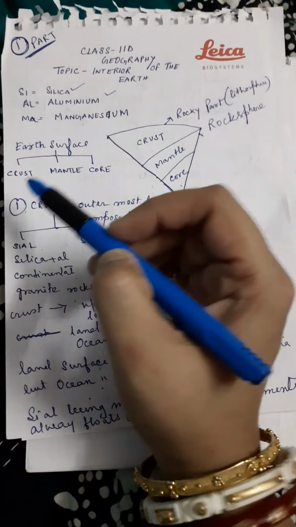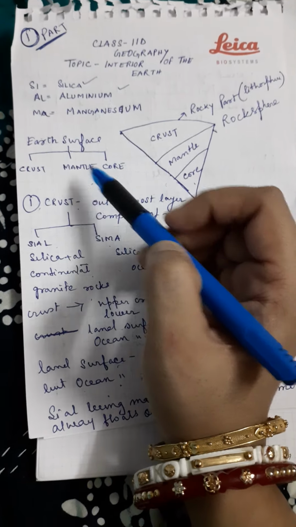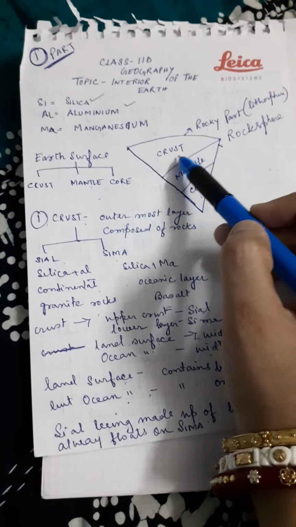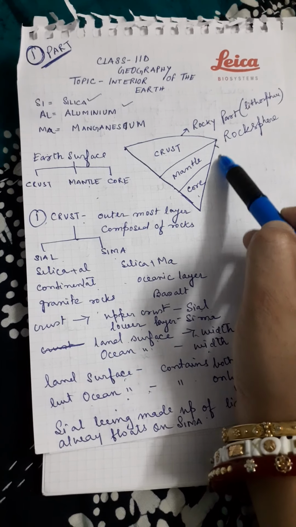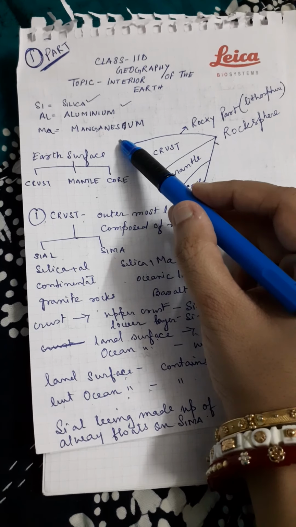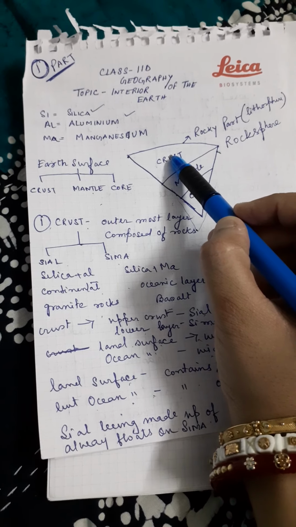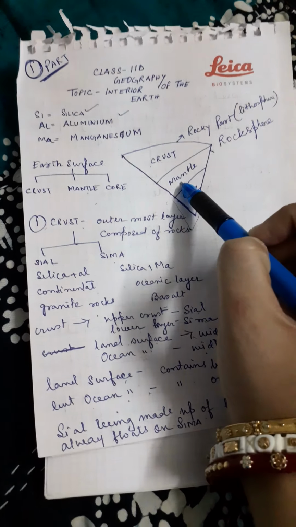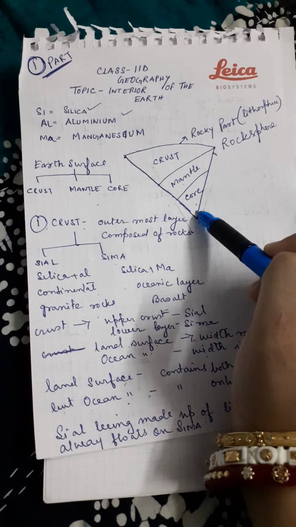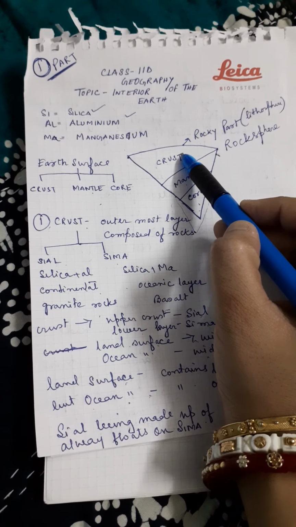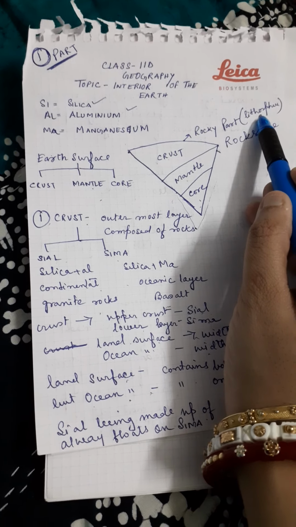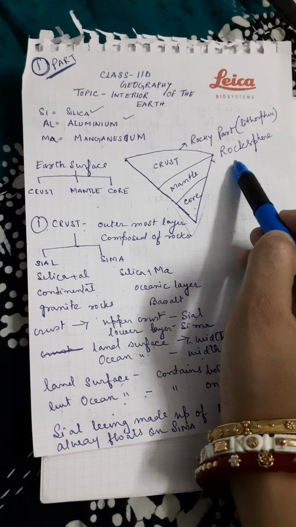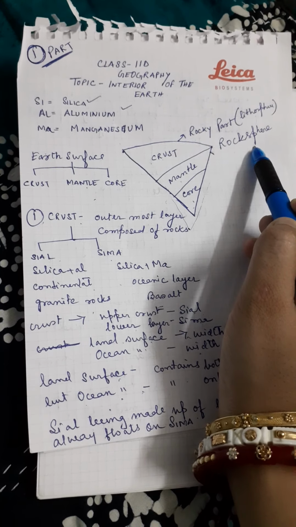It is believed that the Earth's interior consists of three parts: crust, mantle, and core. Let's take an example. If this is a cross section of the Earth, then the upper part, the rocky part, is the crust, the mantle is the second layer, and the core is the third layer. Crust is also known as lithosphere because the term lithos means rocks. It is also known as rockosphere.